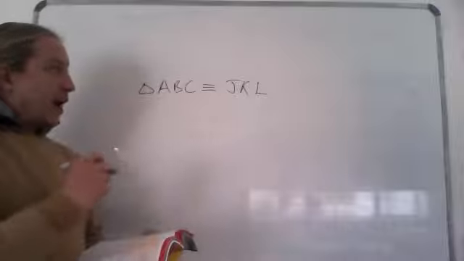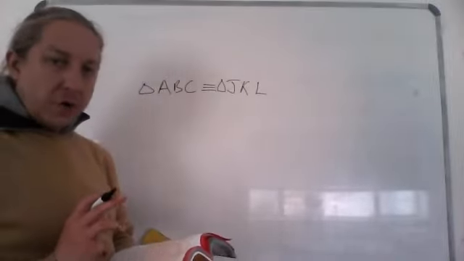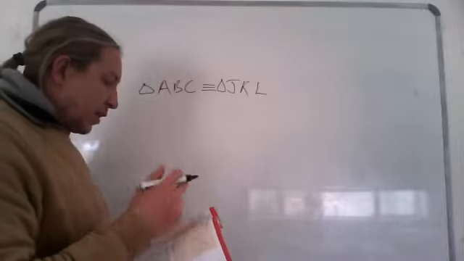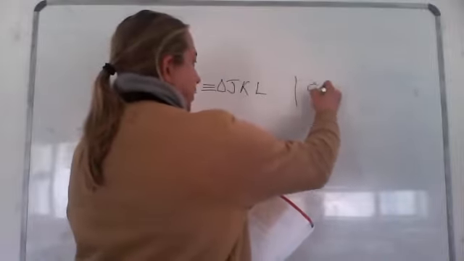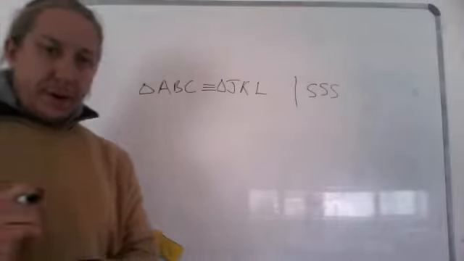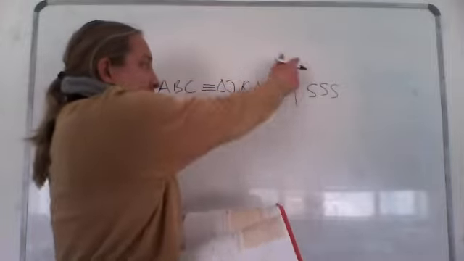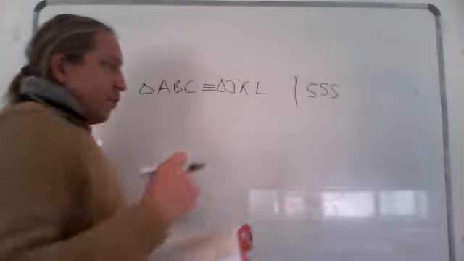Now we need to say why it's congruent. What is the congruency condition that we used? Well, the one that we used is the matching up of the 3 sides. So the condition is side, side, side. That's all you're going to write for me. This bar basically creates a break between your statement and the reason for the statement.